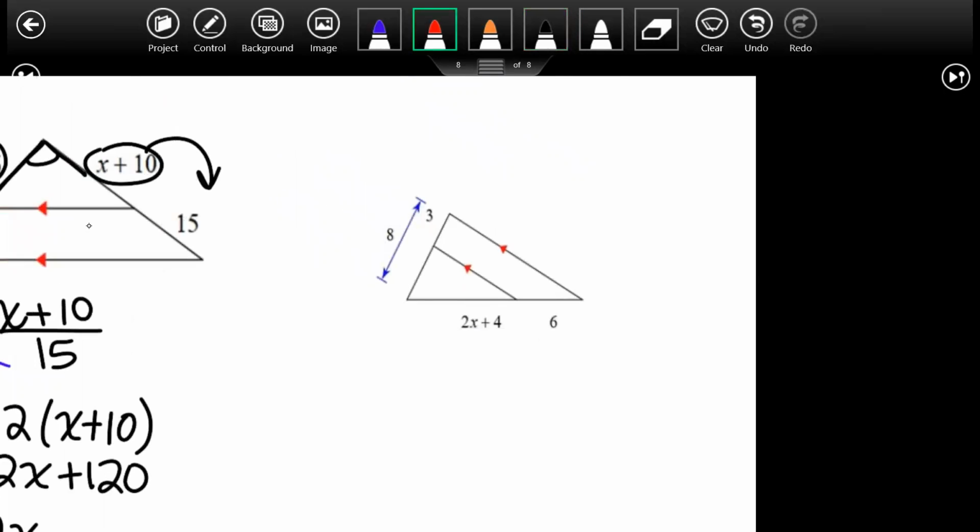Other one here, we're going to look at our reference angle. I need to find that smaller piece. How do I find that smaller piece if I know this full length is 8? 8 minus 3 is? So I know I have a smaller piece of 5. That means I no longer need this longer piece.